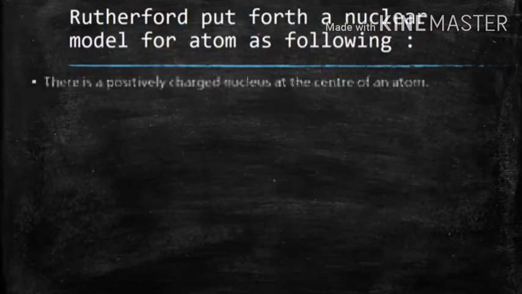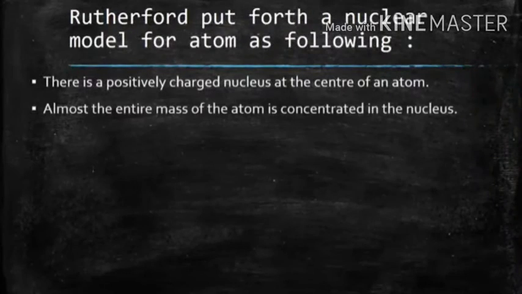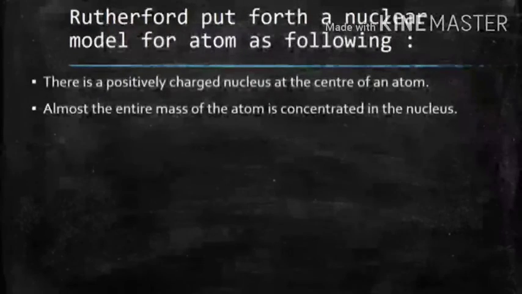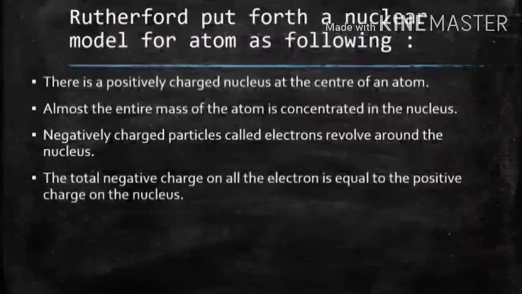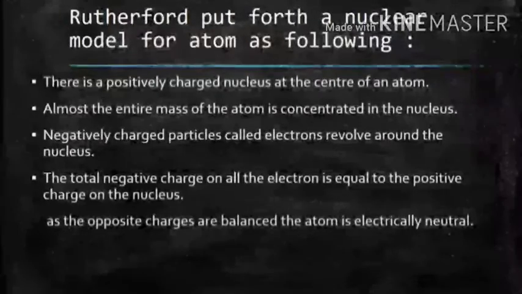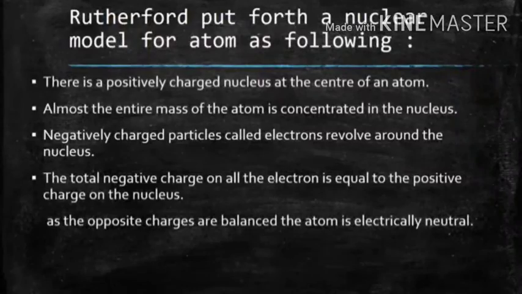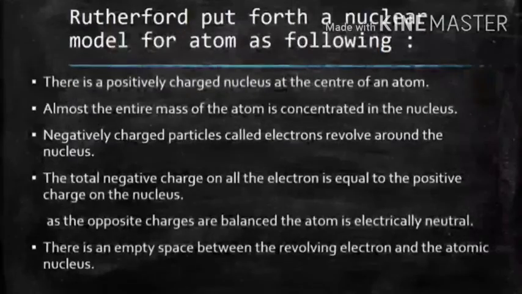Rutherford put forth a nuclear model for the atom as follows. There is a positively charged nucleus at the center of an atom. Almost the entire mass of the atom is concentrated in the nucleus. Negatively charged particles called electrons revolve around the nucleus. The total negative charge on all the electrons is equal to the positive charge on the nucleus. As the opposite charges are balanced, the atom is electrically neutral. There is an empty space between the revolving electrons and the atomic nucleus.